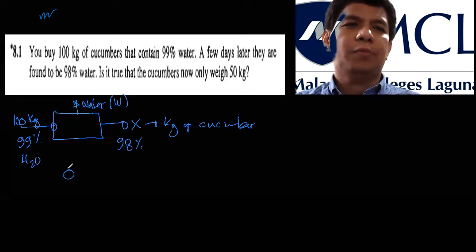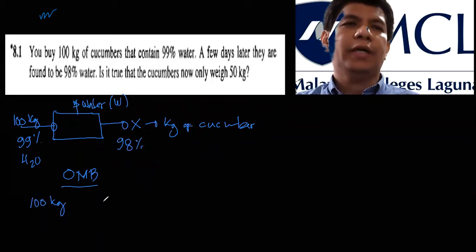So let's perform an overall mass balance. So for overall mass balance, 100 kilogram of cucumber enter the system. And then you have two outgoing streams. The first one is your water. And then the second one is the dried cucumber. Then let's perform a water balance.